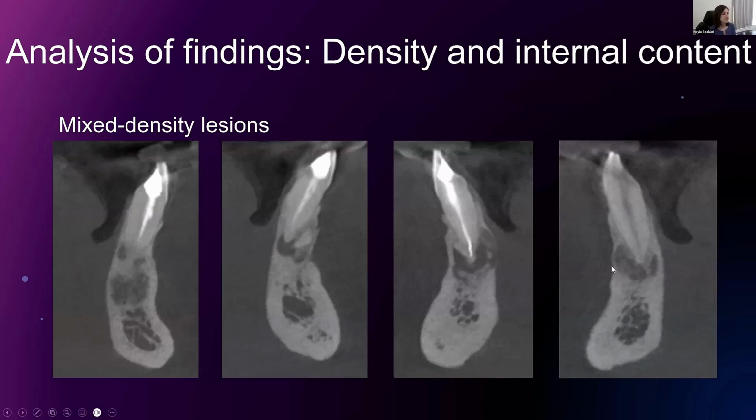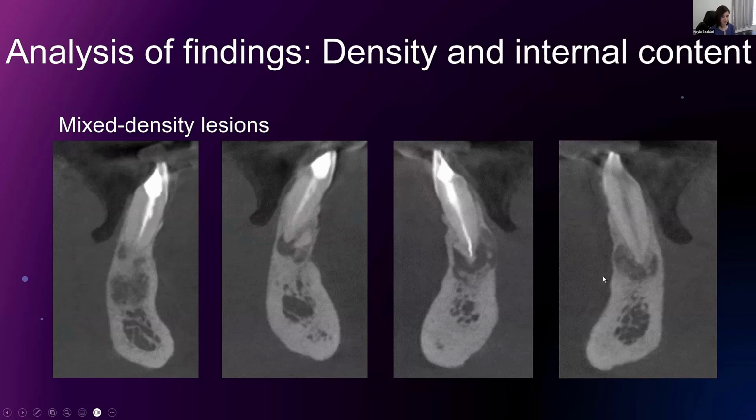This is a case of also a fibroosseous lesion. This is 23, 24, 25, and 26. We have mixed density lesions composed of high density entities surrounded with lower density areas and some even granular density areas. So this is a cemento-osseous dysplasia, periapical cemento-osseous dysplasia in this case.